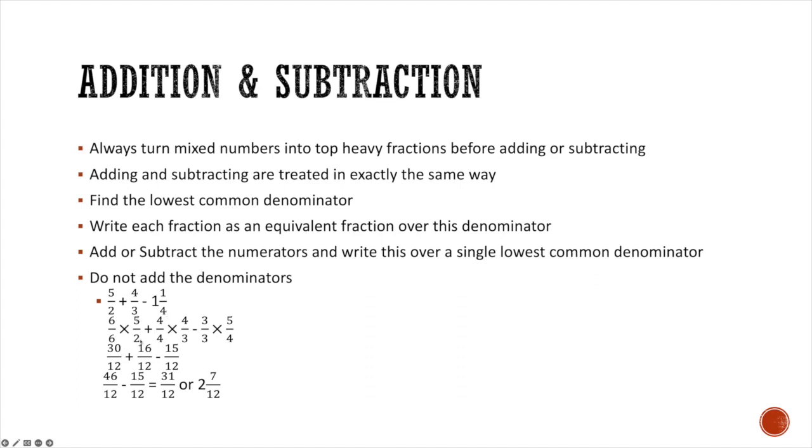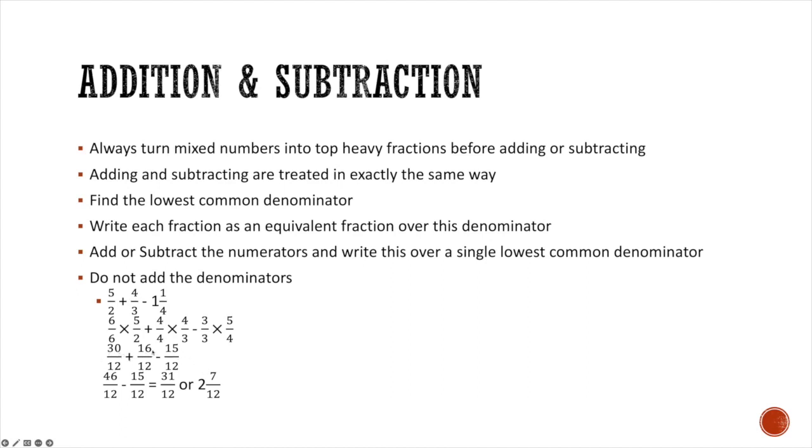To get the common denominator, we have to multiply this 5/2 by 6 over 6. And this one, 4/3, to get the common denominator 12, we have to multiply by 4, both denominator and numerator. This 5/4, to get the 12, we have to multiply by 3. 6 into 5, 30. 6 into 2, 12. 4 into 4, 16. 4 into 3 equals 12. 3 into 5, 15/12. Now we have a common denominator.